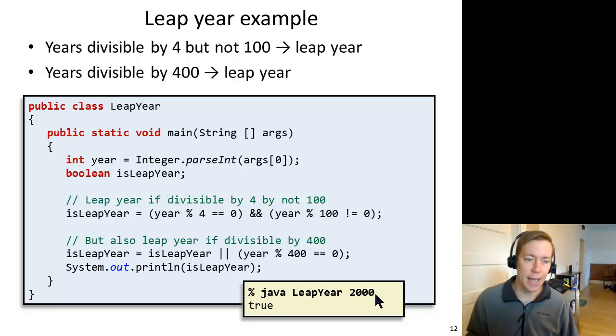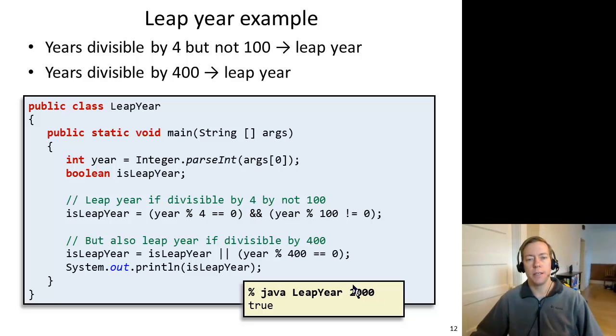Here's an example program. This program seeks to determine if a given year is a leap year. We'll talk more about what this parseInt is in a few slides, but what it's doing is the user of this program passes in a year on the command line. It then puts that year into this variable called year, and declares a Boolean variable called isLeapYear. Then it's going to figure out if that particular year is a leap year and print out true or false.